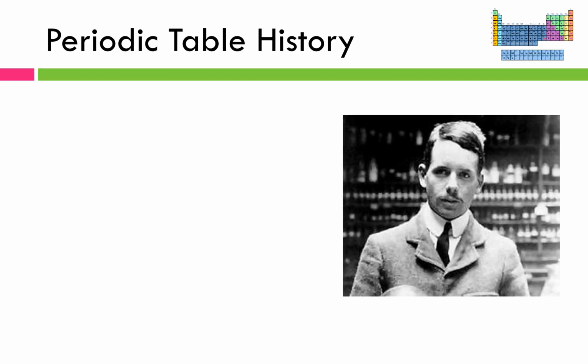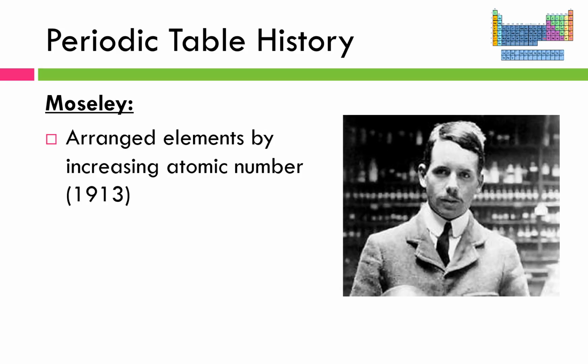If we fast forward about 40 or so years, we get to Henry Moseley. Moseley arranged elements by increasing atomic number. Again, at this point in time, in about 1913, we now have the nuclear model of the atom. Ernest Rutherford has conducted his gold foil experiment, and scientists are learning that essentially the charge of the nucleus is not only positive, but it's going to be different for different atoms.